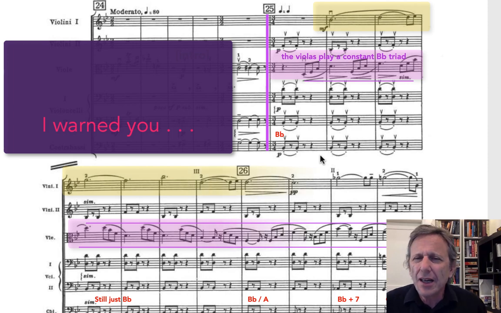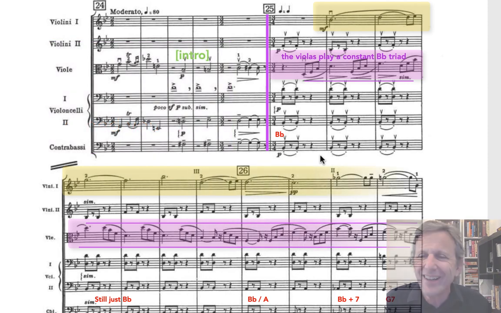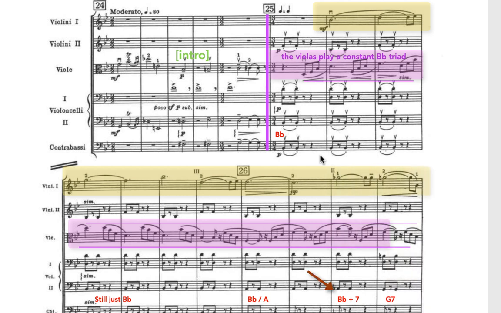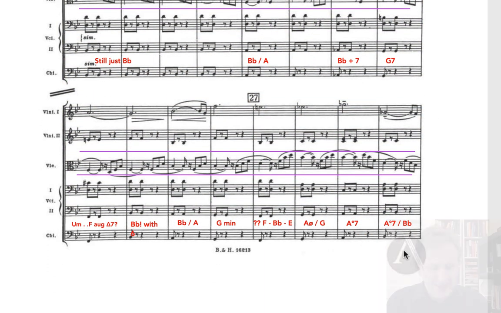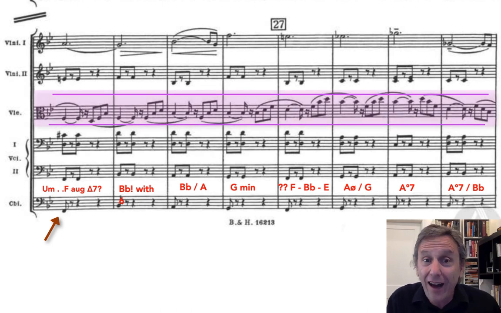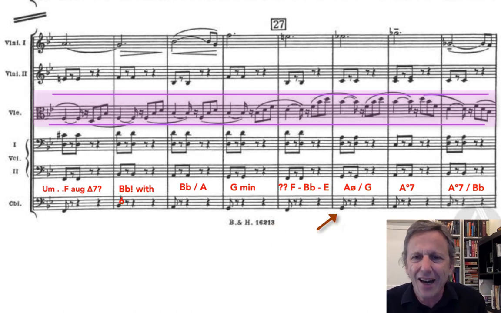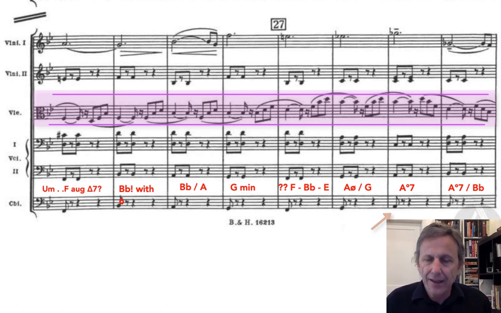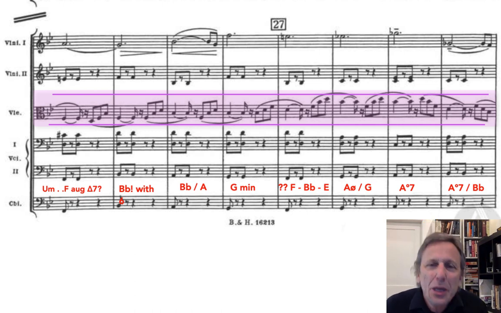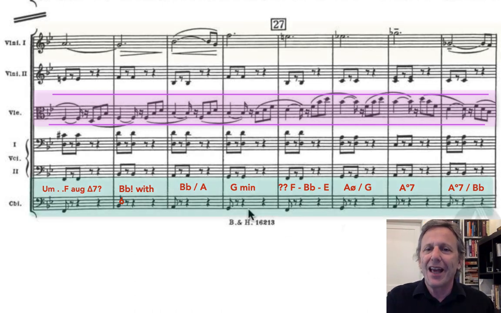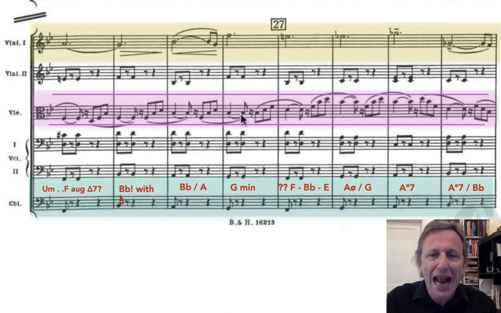Then the harmony changes. But the violas keep going. And then the harmony changes again. But the violas keep going. Can you hear that? Here's a G major chord, and it's against the B flat here. What's this chord? The B flat major triad is going. The B flat major triad's still going. Delicious pull between the harmony, the melody, and this crazy triad in the middle.